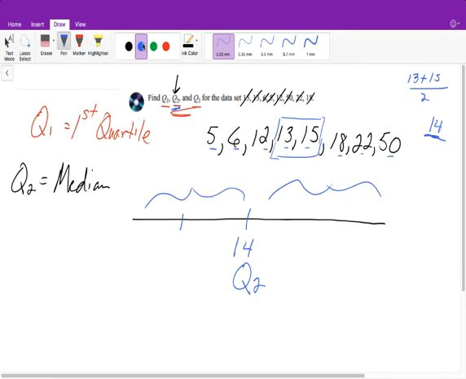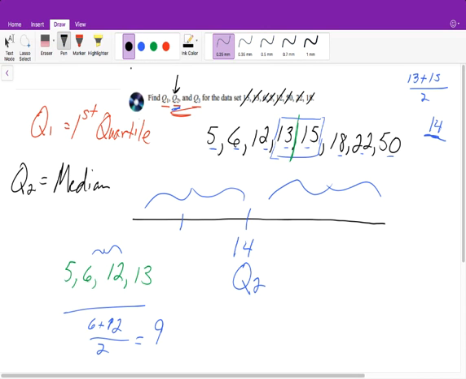So all we're doing now then is in this region, we will list all the values that are less than 14. So that is 5, 6, 12, and 13, because 13 was less than 14. So even though this was used to calculate our median, it is still less than it. And then we will find the median of these numbers. Since we have an even number, we need to add these two together and divide by 2. So our median of the first half of our digits is 9, and that is our first quartile.